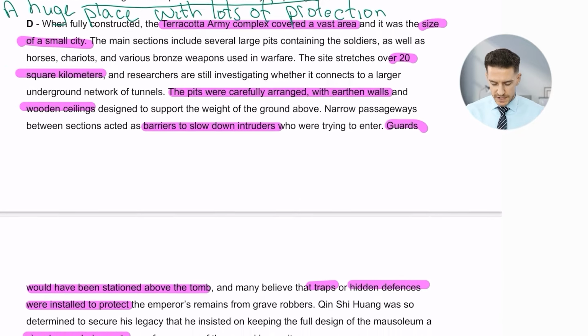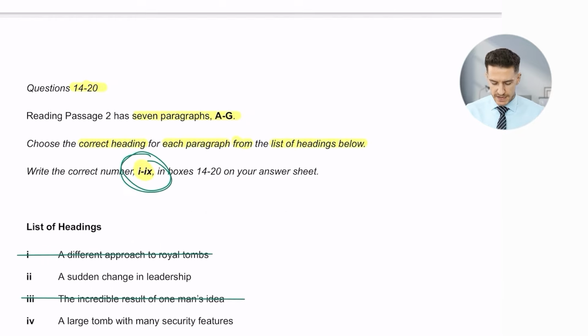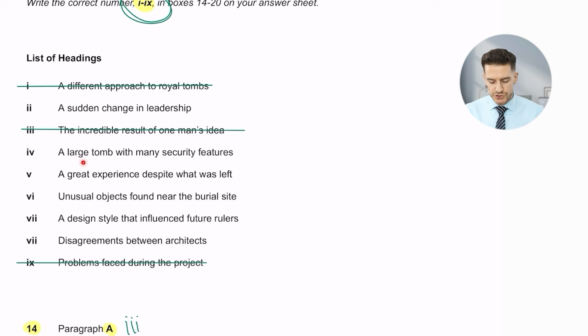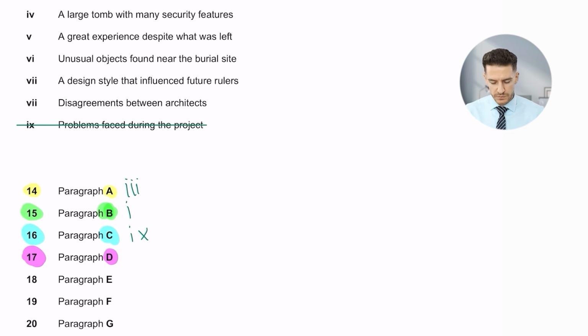So let's go back down now and see if there's anything like that in the list of headings. So again, let's quickly go through them one by one. Change in leadership. No, nothing about that. A large tomb. Oh, there we go. A large tomb with many security features. That could be it. A great experience. Well, no, nothing about that. Unusual objects. No. A design style. Future rulers. No. Disagreements. No. So we can safely say that the answer for number 17 is definitely 4. So we can remove number 4 and then move on to the next one.